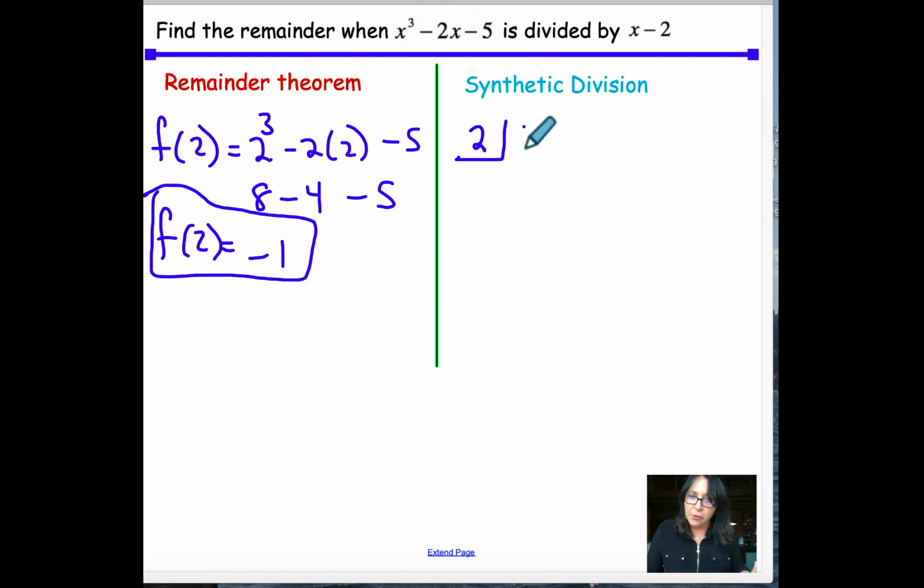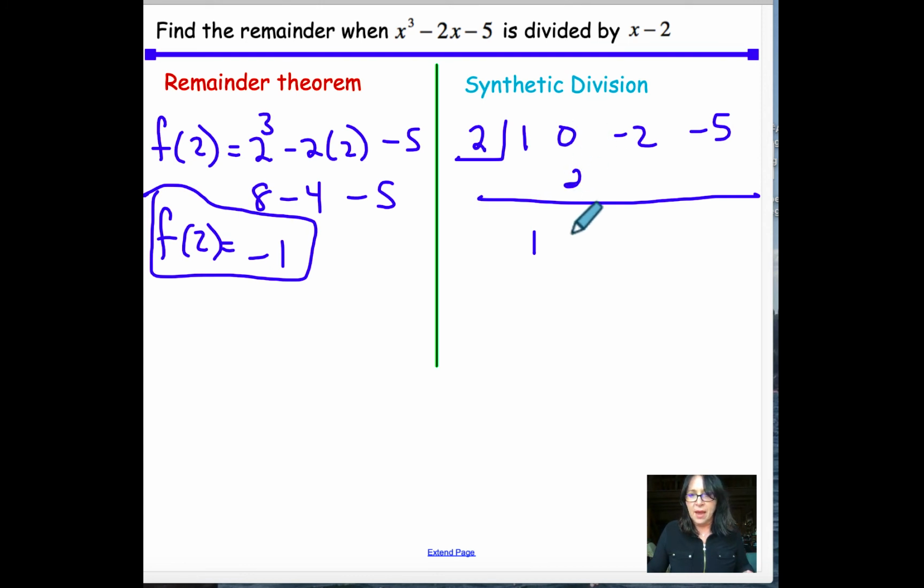So x to the third power is 1. X squared has no value, I have no x squared, so that's a 0. X to the 1, I've got a negative 2, and then x to the 0, a negative 5. So add down 1, multiply across, add down, multiply across 2. Add down, multiply across, and then I get negative 1. This is still my remainder, and that's the question. Find the remainder. The remainder is negative 1.